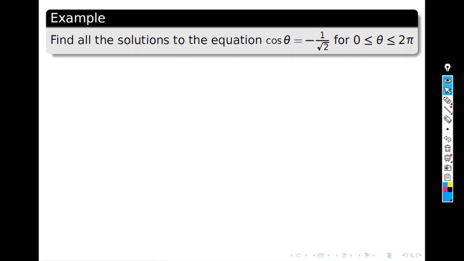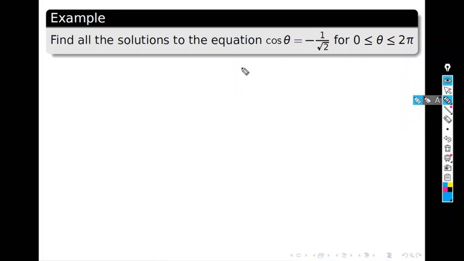Here we've got another example of solving a simple trigonometric equation. This time we've got cos of theta is equal to minus 1 on root 2 for 0 is less than theta is less than 2 pi. So here we're going to assume that we're working in radians, seeing as it's in terms of pi. So again, we follow a pretty similar process.